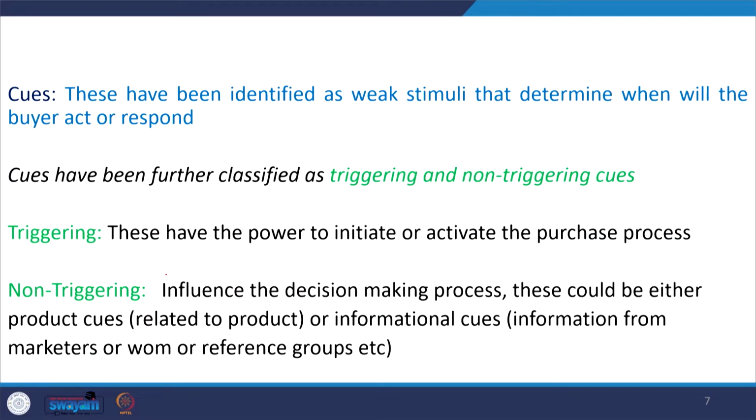Now when you talk about cues, these are a little weaker than drive. They might not motivate someone to go ahead and execute the behavior, or buy something. If we talk primarily with respect to sales, that means placing an order or closing a deal. But these eventually impact which buying decision will be made and when it will be made. Cues can also be classified as triggering and non-triggering cues. Triggering cues are those which have the power to initiate or activate the purchase, whereas non-triggering cues influence the decision-making process.